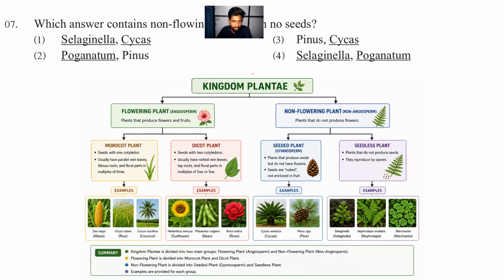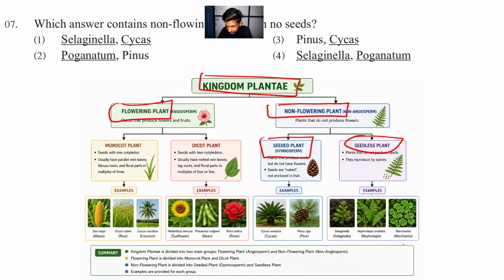I hope that you have finished the work. If you have done the work, you can put done in the chat box, right? You can put done in the chat box if you have finished writing. Just the name. Kingdom plant, flowering plant, non-flowering plant, and seeded plant, seedless plant, and the examples. Here, these examples: monocot, dicot, and the example.